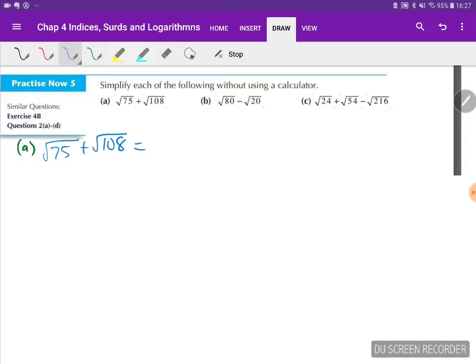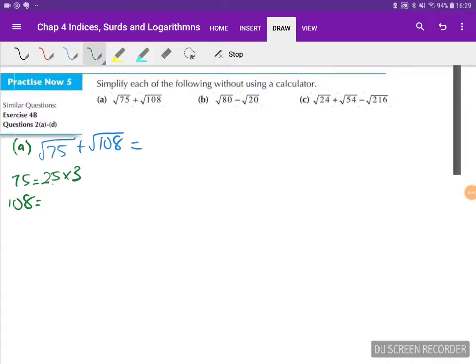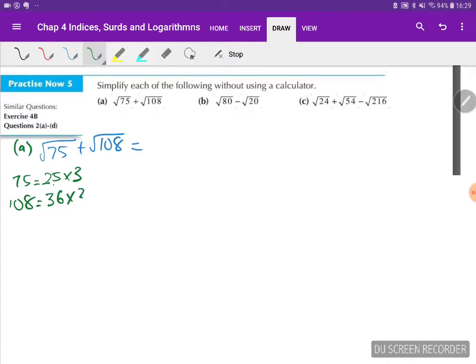Okay, let's look at 75. What are the factors of 75? Remember, you need to use a perfect square, so 75 is 25 times 3, right? So I can use 25 as the perfect square. And look at 108. We know that 108 is 36 times 3. So, perfect square, perfect square.